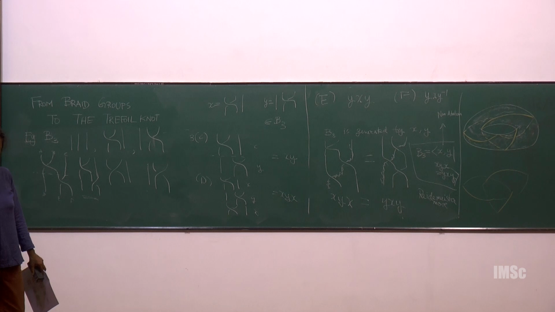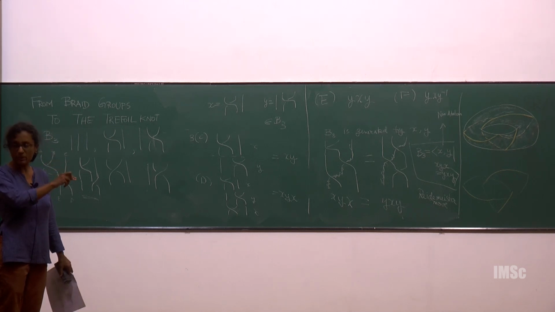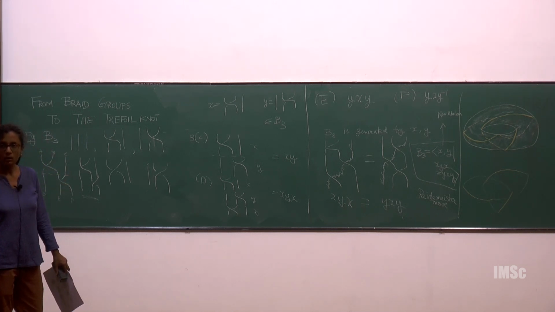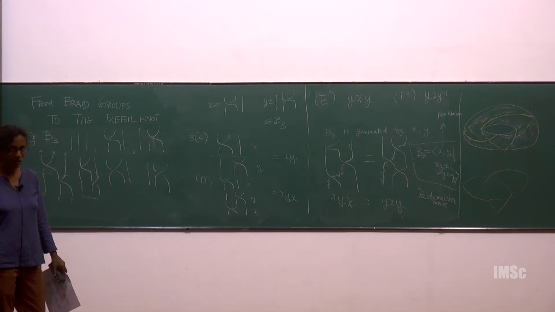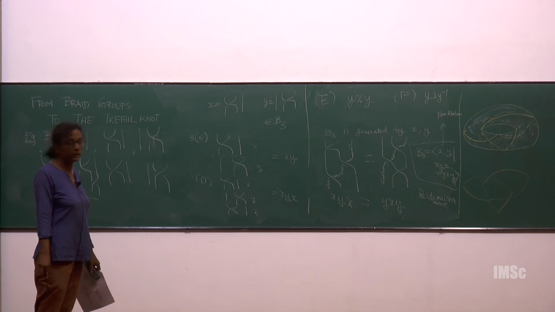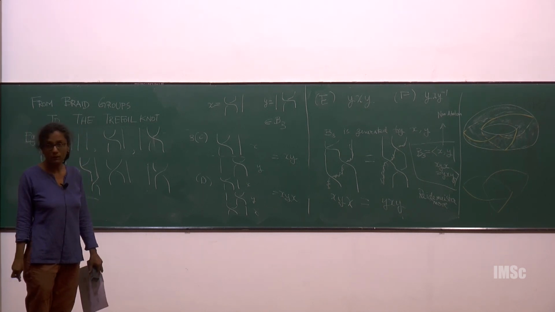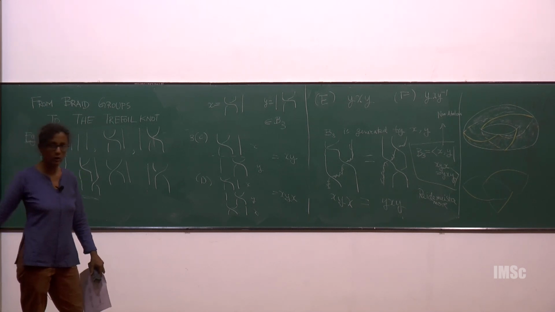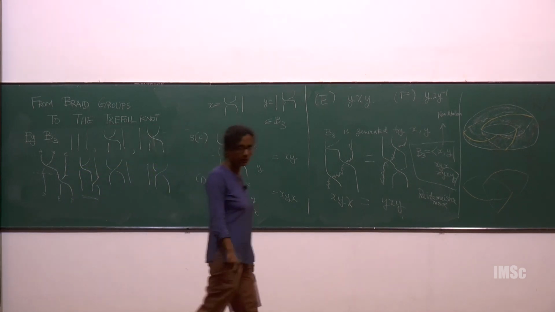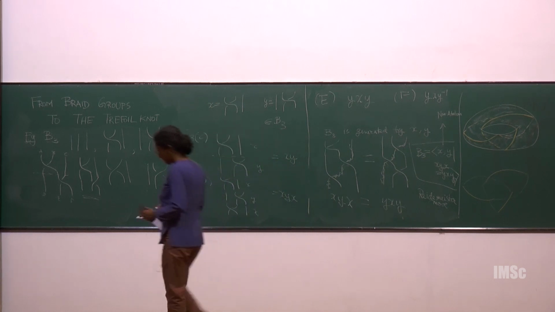So you are saying that what acts on what? You are taking B3 and acting on what? Yeah, maybe there is an action. Sure, why not? In fact, in B3, you can just forget one of the strands and you get B2. And then you can just multiply by B2. So that gives a B3 action on B2.